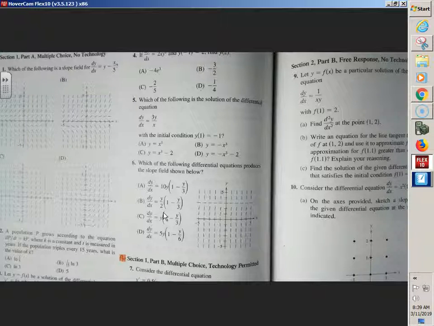1 minus 4/3 would be a negative times a positive. Okay, that works. 1 minus 4/3. Ah, stink. Those are all going to be negative. Let's try this one. When y equals negative 1, that'd be a negative.